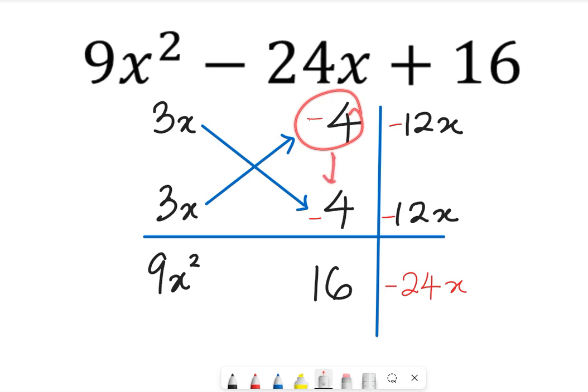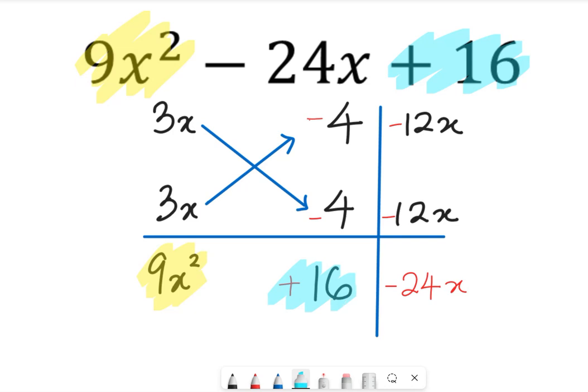Now double check. Negative 4 times another negative 4, will it give you a positive 16? Yes, it will. And positive 16 matches the positive 16 here. So you have your 9x squared, which is your first term, and then you have your positive 16 here. And finally you have your negative 24x, which is the middle term. So the key is to get all three terms.